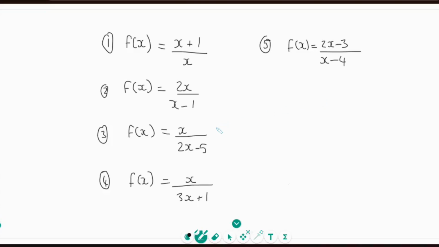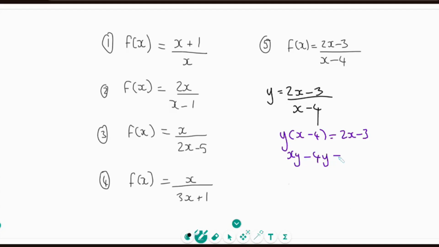Question number 5. Find the inverse function. Let's put it equal to y. We just change up this colour. We need to make x a subject, so we're going to multiply both sides by y. Then we're going to expand the brackets. Then we're going to bring anything with an x on one side. So we're going to take 2x off both sides, and then we're going to add 4y to both sides.